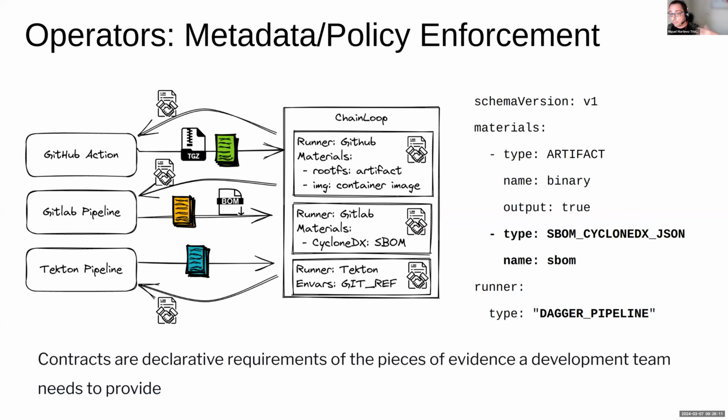So for example, operators in this case will have a way to define and enforce what kind of metadata developers should be sending. And that's what we call the contract. So for example, on the right side, what you can see is a contract that says there is a team that needs to send me a binary, which is an artifact, and a CycloneDX software bill of materials, and needs to run in a Dagger pipeline. So this is a declarative way of setting the intent, so the developers just need to follow that spec.